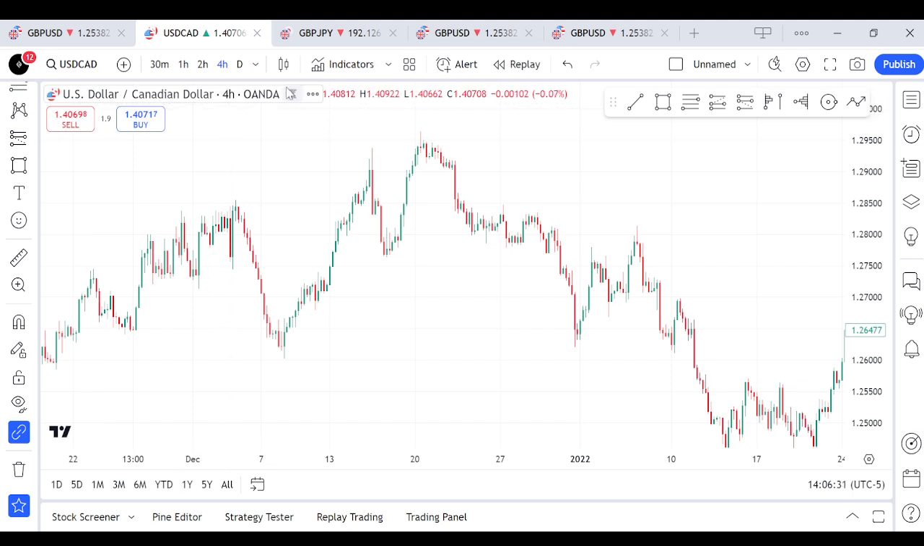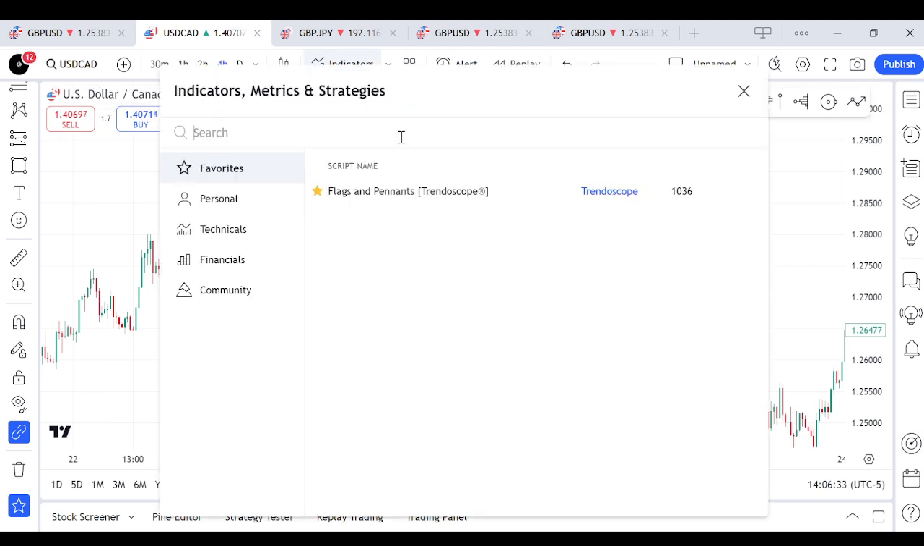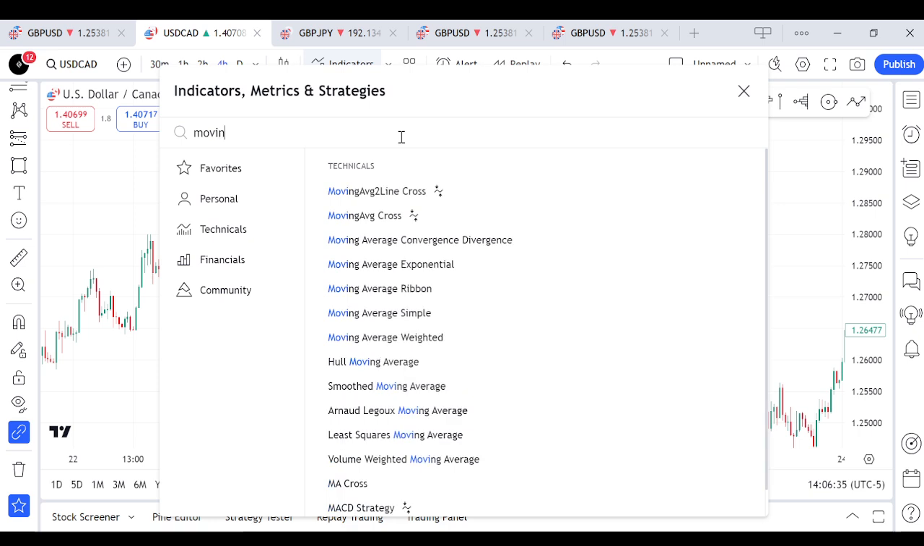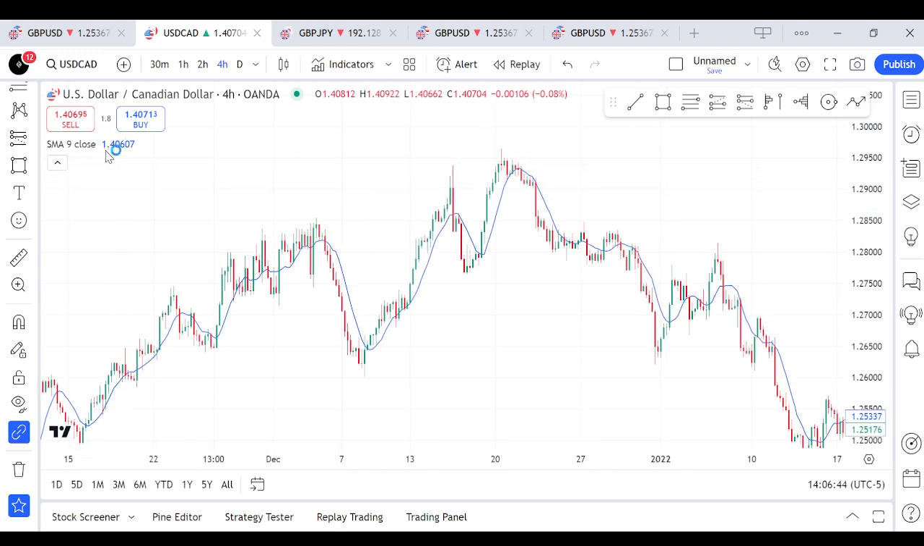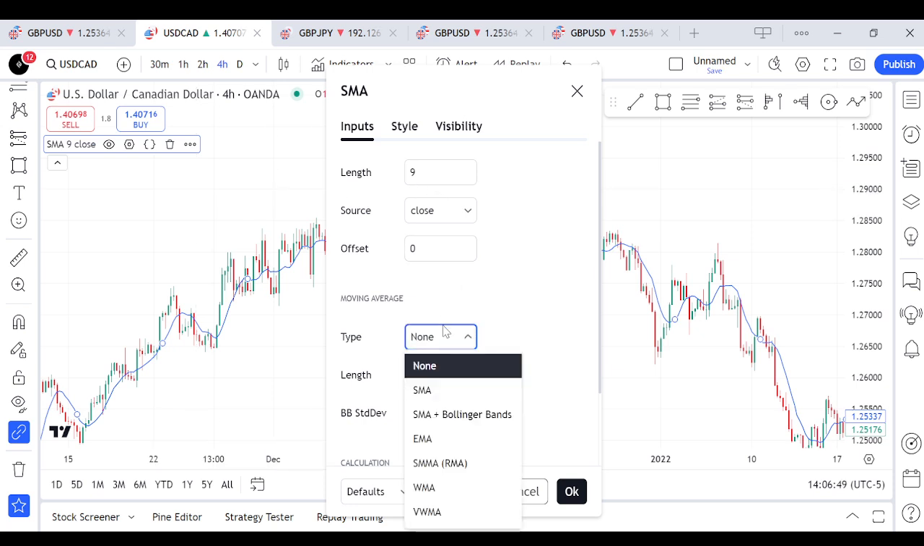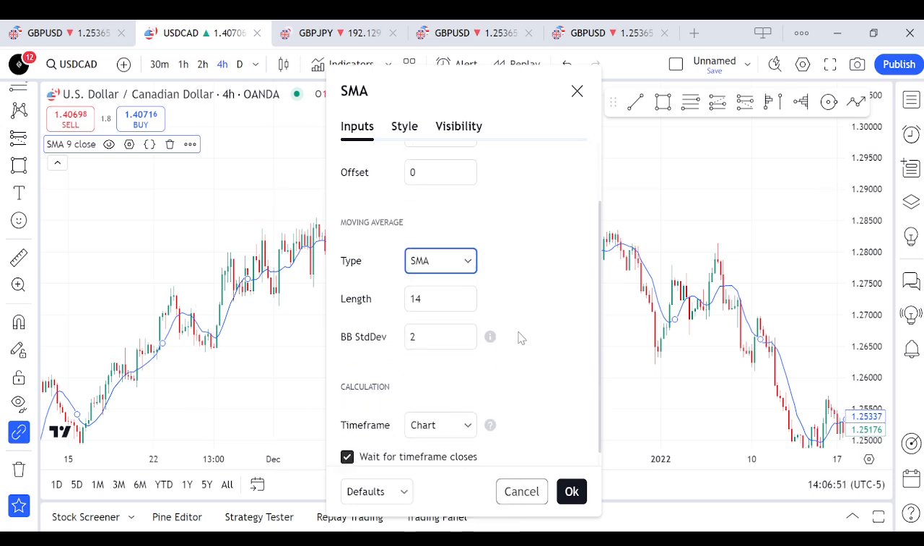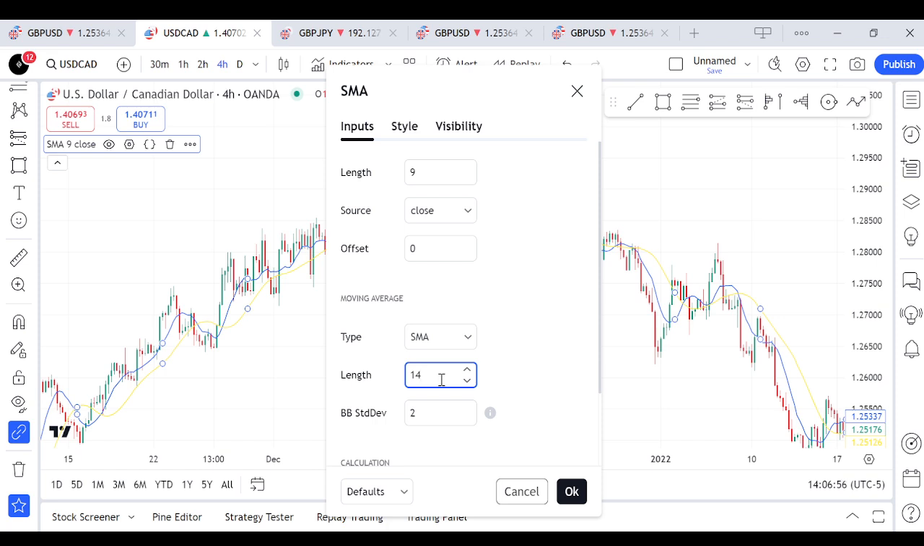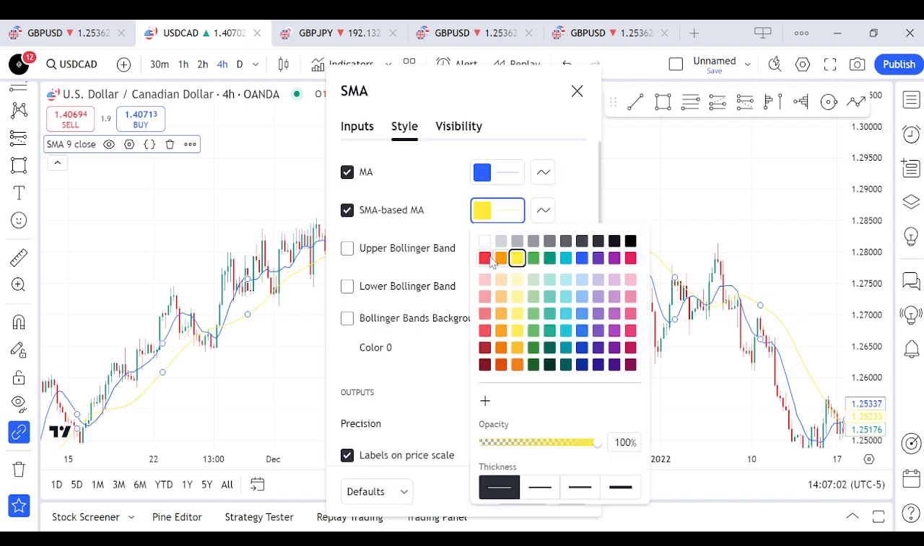So I'm just going to add the moving average to this chart. This is the simple moving average, and this is the TradingView platform, and this is the USD CAD chart on the 4-hour time frame. I'm just going to set the period to 21 and 9. Change this to red.